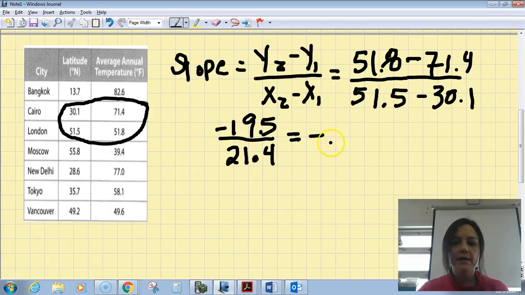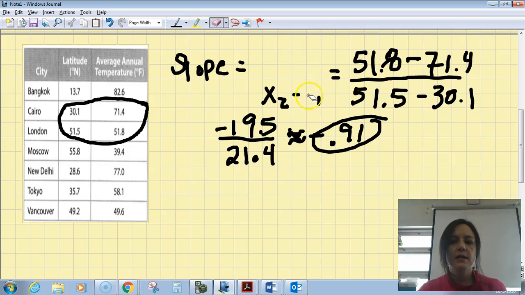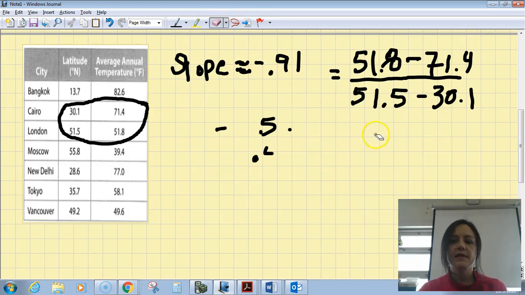Negative 0.91. I'm just going to do that, and I'm going to make these an approximately sign. So there's my slope. Let's say that my slope is approximately negative 0.91. And then we can erase all of this.